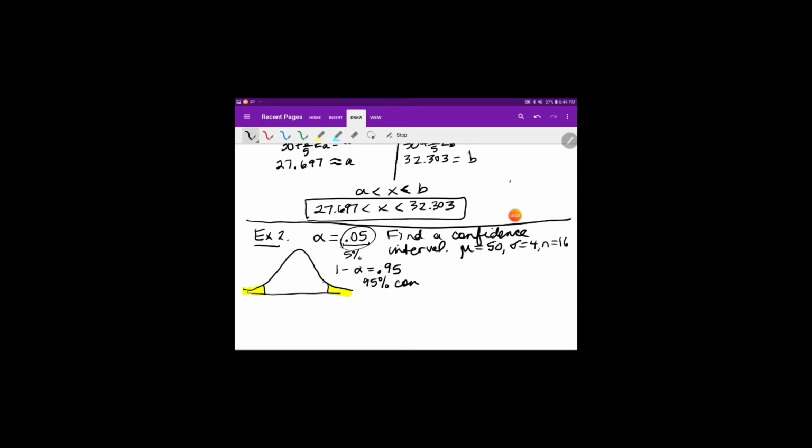So I believe the alpha is called the significance level, and this is called the confidence. 95% confident. So 95% confidence interval. But you're going to learn a lot more about this in college statistics or in AP stats if that's what you decide to take.